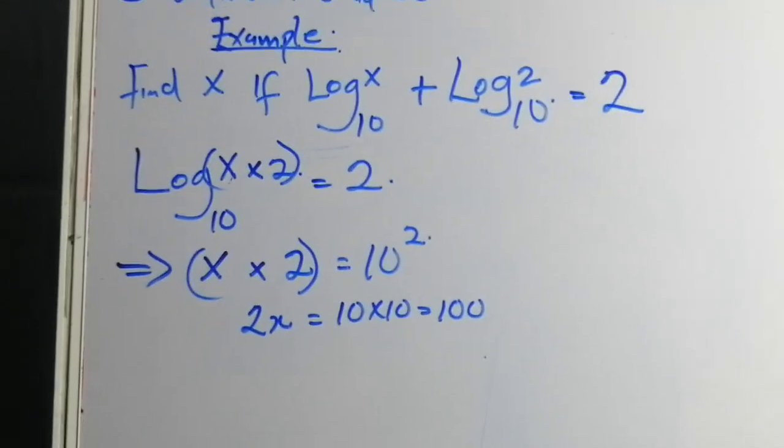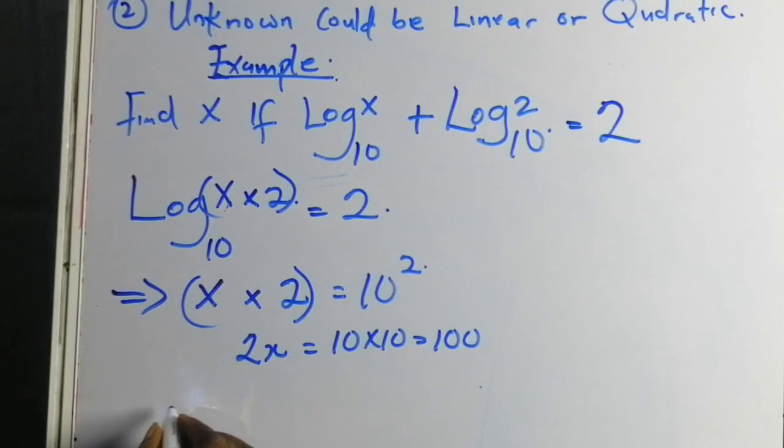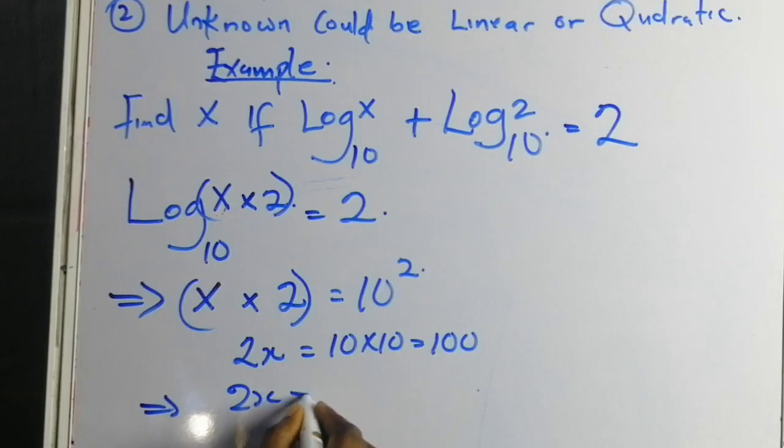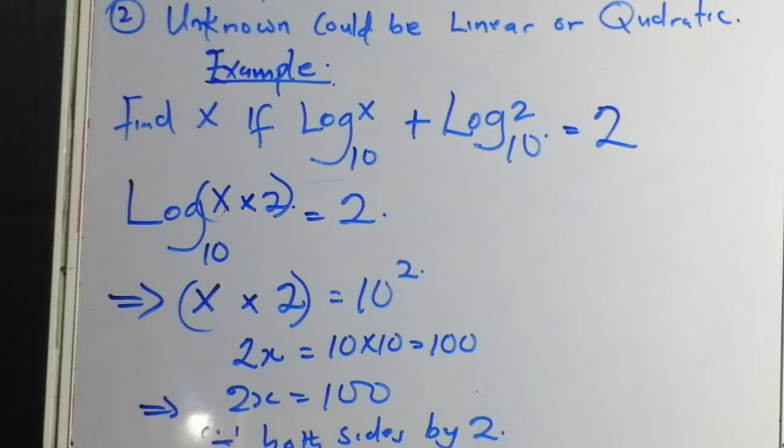So it means that here I can get my x. All I just need to do, that implies 2x equals 100. I can just divide both sides by 2 for me to get my x. That's just simple. So 2x over 2, 100 over 2. The 2 cancels the 2, then here you have your x equals 50.